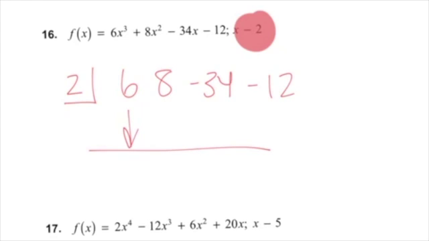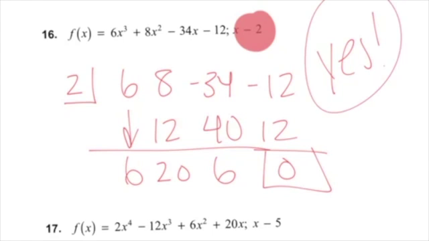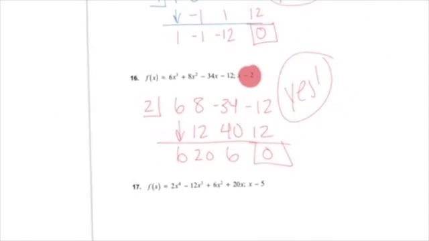Bring this down. 6 times 2 is 12. 8 and 12 is 20. Times 2 is 40. -34 and 40 is 6. 6 times 2 is 12. And so, yes, we got 0 for a remainder, which means that this is a factor. And that is the rest of the notes.